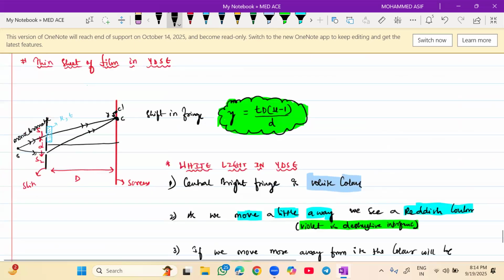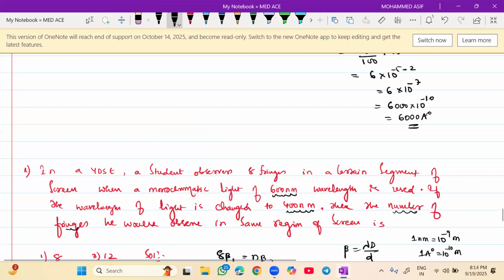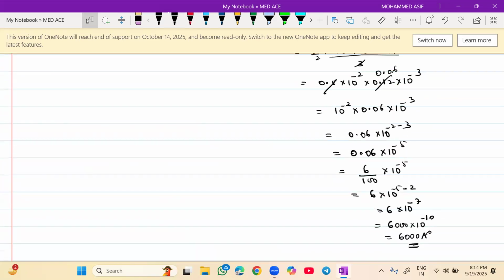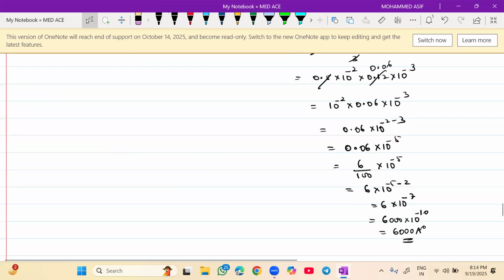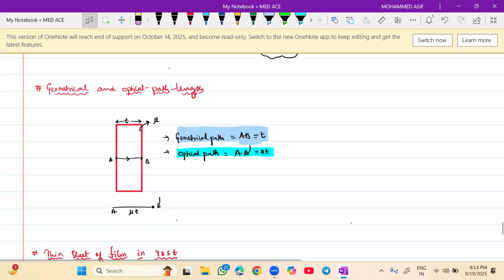So that was a little bit of the story related to the YDSE experiment and its relations. Just go through these formulas. We'll try to do some problems based on this.